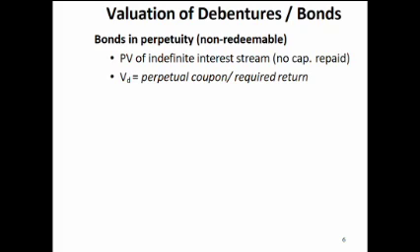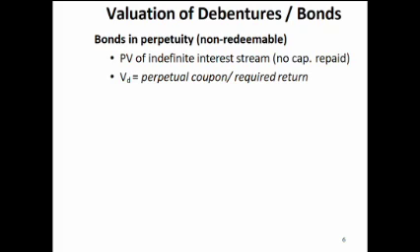In this situation, the only cash flow is going to be the indefinite interest stream. Because these debentures are non-redeemable, the interest stream will happen indefinitely into perpetuity. So how we value the non-redeemable debentures or bonds, we need to take the indefinite interest stream and we need to discount this and find the present value by discounting it at the required return. So you can see here the value of a debenture or bond is to take the perpetual coupon payment and divide it by the required return.